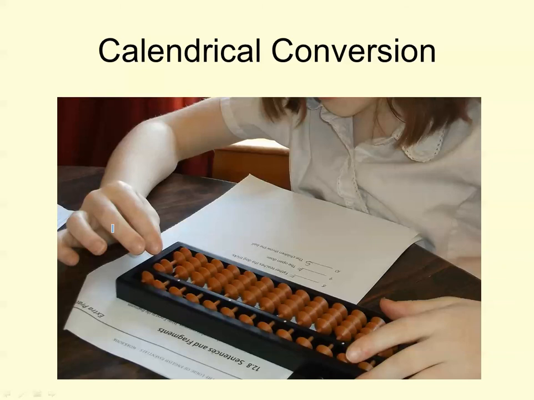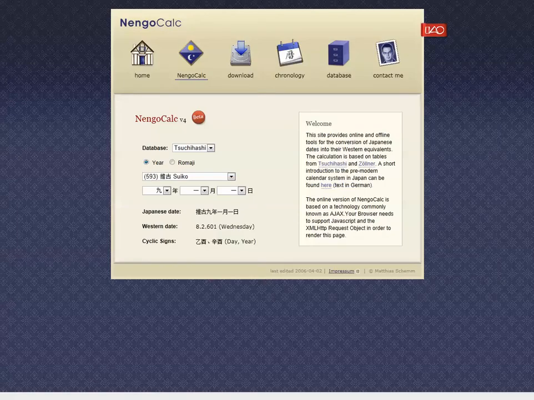For Japanese studies, the most popular choice of database conversion is called Nengo Calc. I love that. Nengo Calc is available online. Here's what it looks like. And you can also download it.